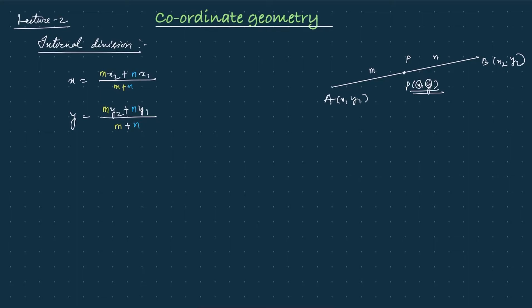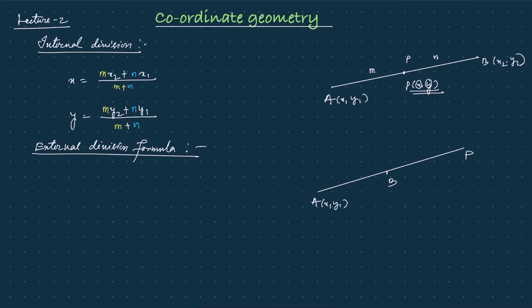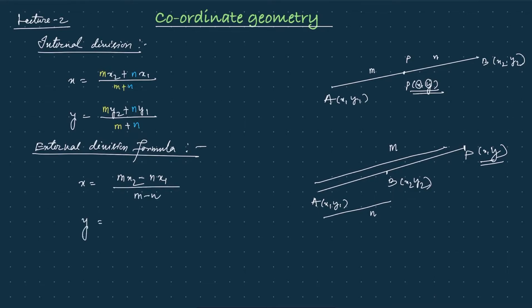External division formula. Same thing but with a different approach. Suppose this is A, this is B. This is x1 y1, this is x2 y2, and this is some point (x, y). So the entire thing is m, suppose this is n, then we can find the coordinates x and y. The formula is x equals (m x2 minus n x1) divided by (m minus n). Then y will be (m y2 minus n y1) divided by (m minus n). You need to remember this one.